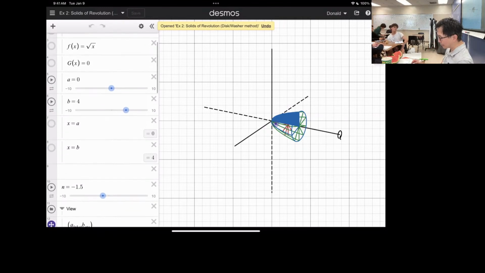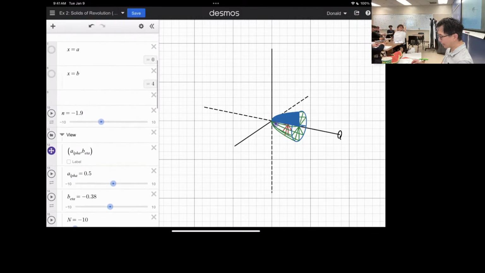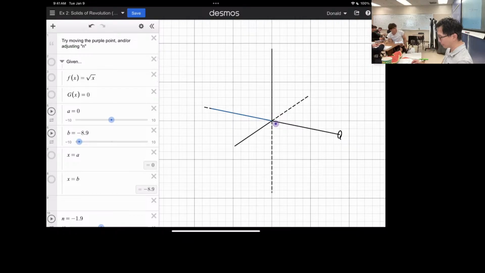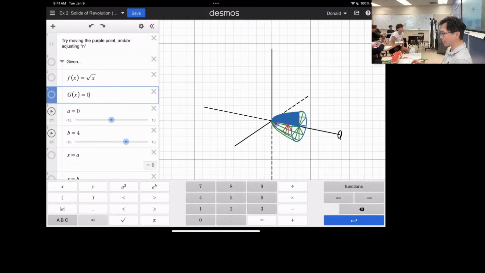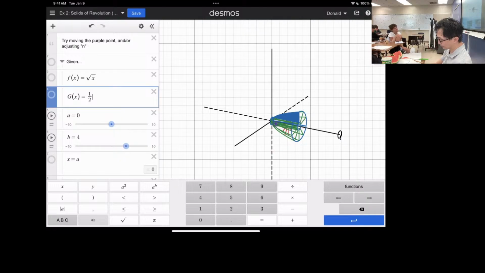So imagine this graph in a correct orientation. This is the square root x graph, and this is rotating. You see the disk, right? Okay, you guys see that? That's great. But what if I change, oops, my bad, what I just did. What if I change this to, let's say, 1/2 x? So I have an inner radius now. So 1/2 of x here.